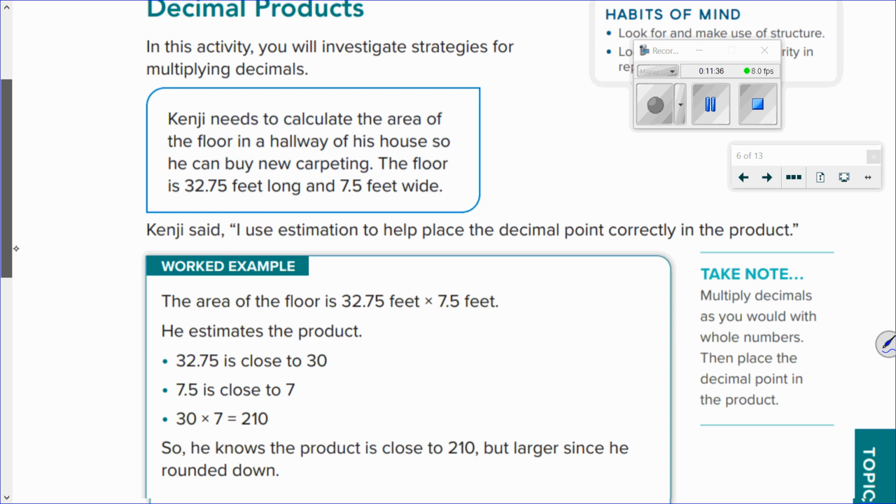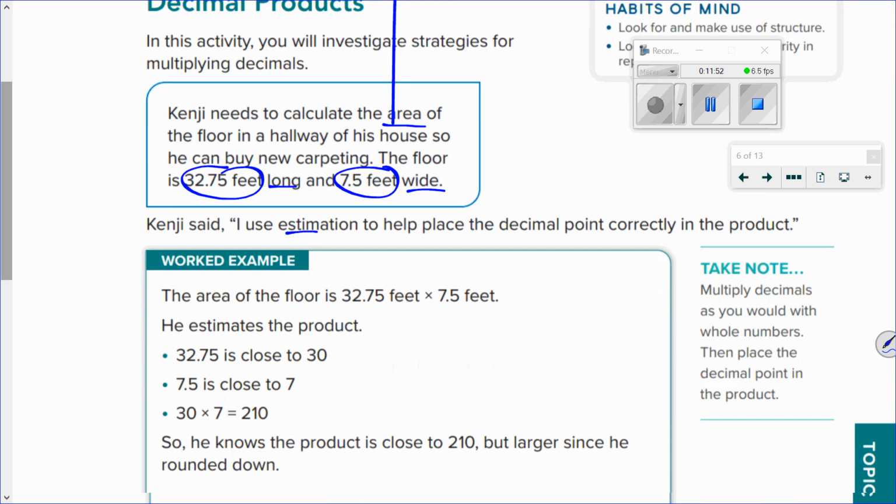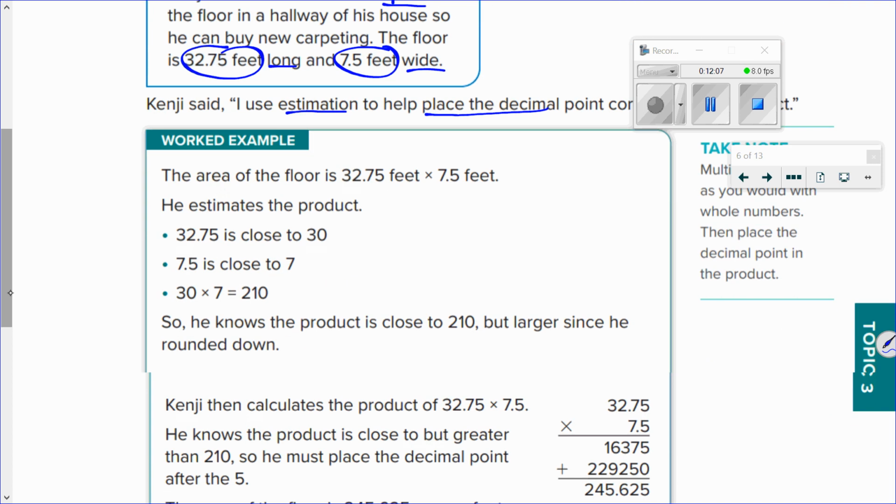Kenji needs to calculate the area of the floor in the hallway so you can buy new carpeting. The floor is 32 and 7 tenths feet long and 7.5 feet wide. Kenji said, I use estimation to help place the decimal point correctly in the product. So if I have an idea on what it's going to be, it's going to tell me how many digits I should have in my answer. So he said the area of the floor is 32 and 7 tenths feet times 7 and 5/10 feet.